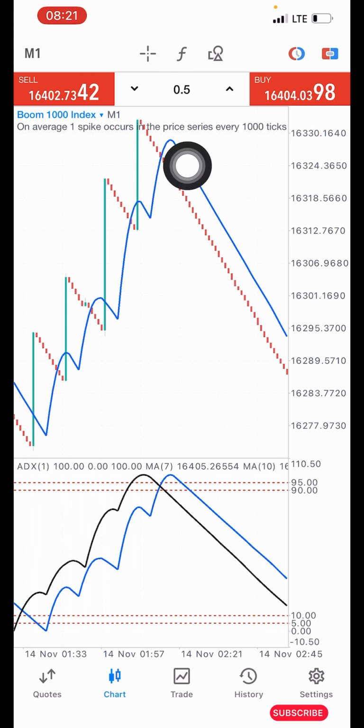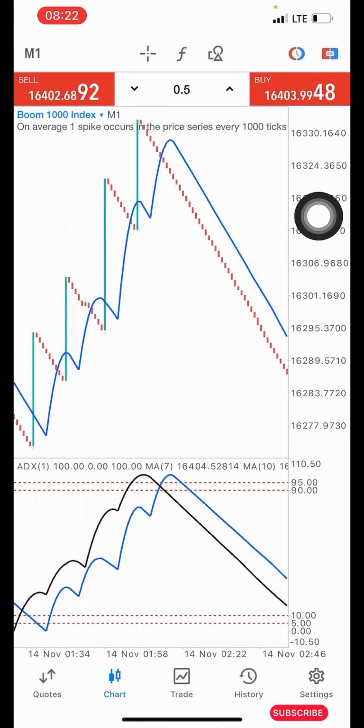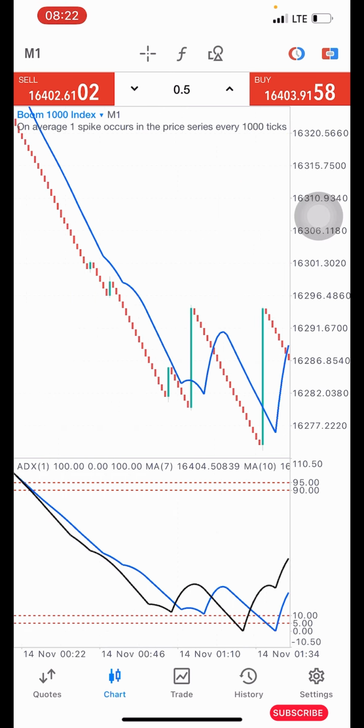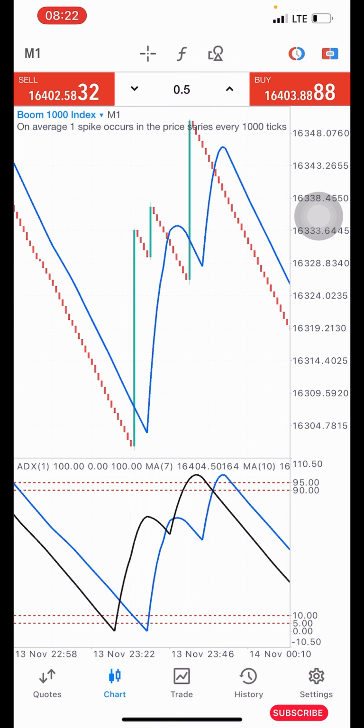Once it closes, you pick 5 candles and then you exit the market in order to be safe. Don't stay long, so that any spike that comes will not take you out.